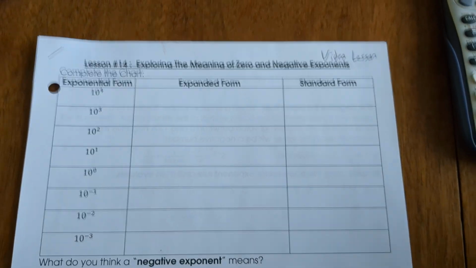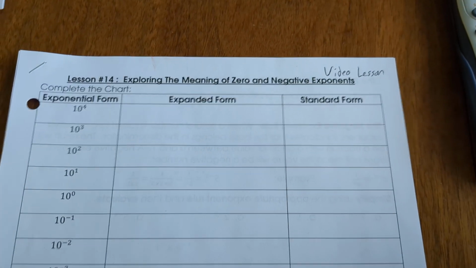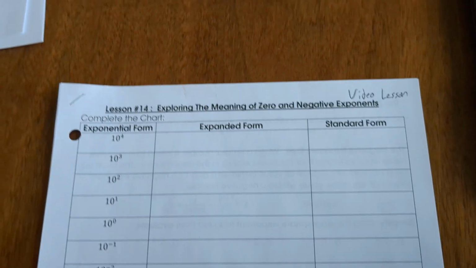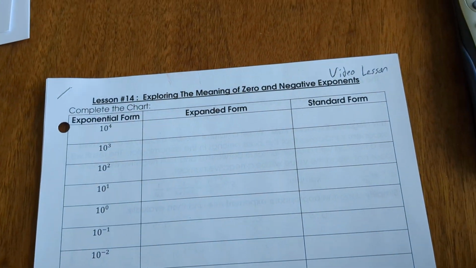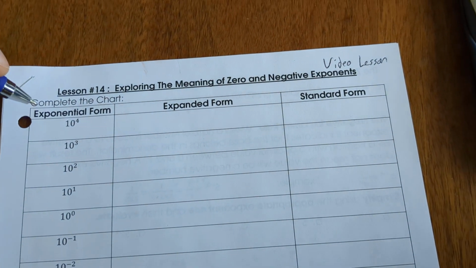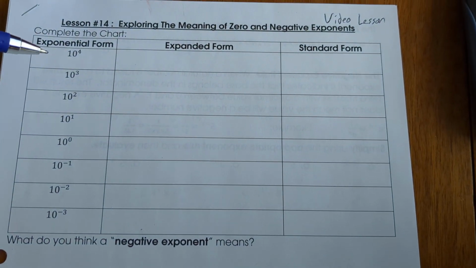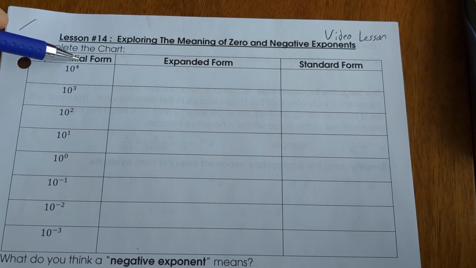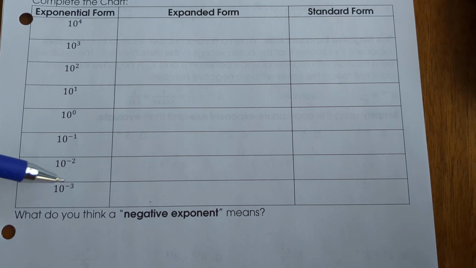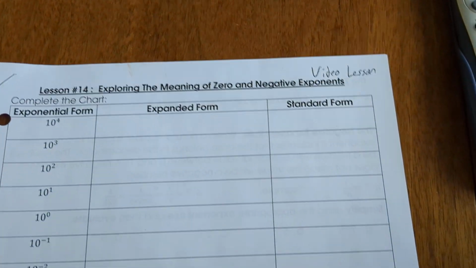Hey guys, this is lesson 14, exploring the meaning of zero and negative exponents. How we're going to learn about this is we're just going to look at this chart that goes from 10 with an exponent of 4 all the way to 10 with an exponent of negative 3. And we'll see what we're looking at here.